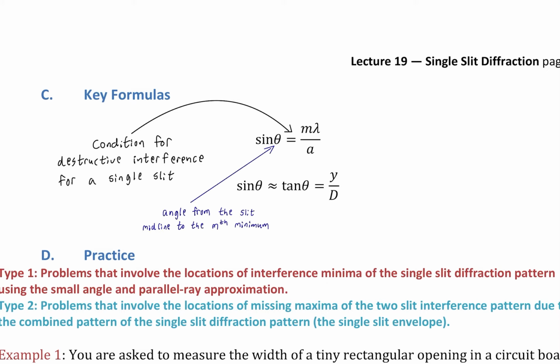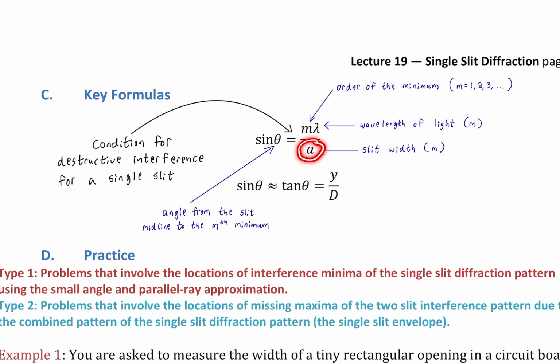Okay. So theta is the angle from the slit midline to the mth minimum. M is the order of the minimum. As I said, there's no 0th minimum, so it starts at 1. So if I plug in m equals 1, I'm finding the minimum that's right on the side of that big prominent central maximum. So I'm finding the edge of the central maximum if I plug in an m of 1. Lambda, of course, is the wavelength of the light, and a is the slit width, measured in meters. I know it's probably strange to use the letter a for a distance, but that's just a convention.